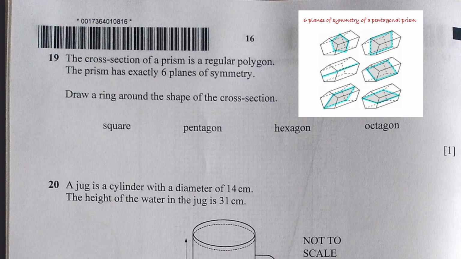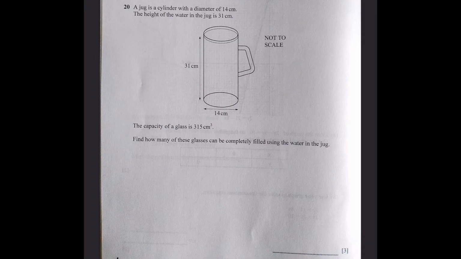So 5 planes remaining, and that means there will be 5 sides in the cross-section, which means pentagon. That's the answer. Question 20.